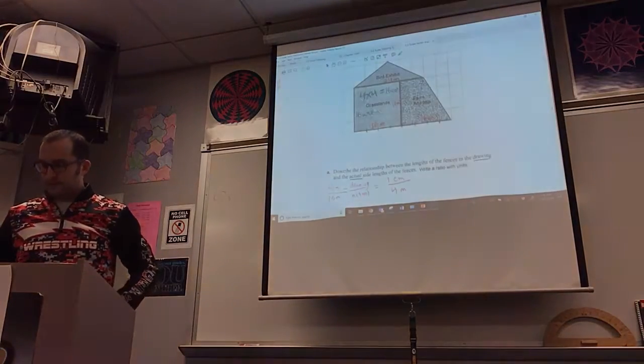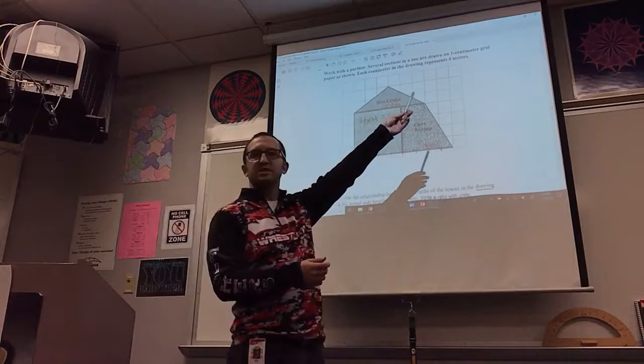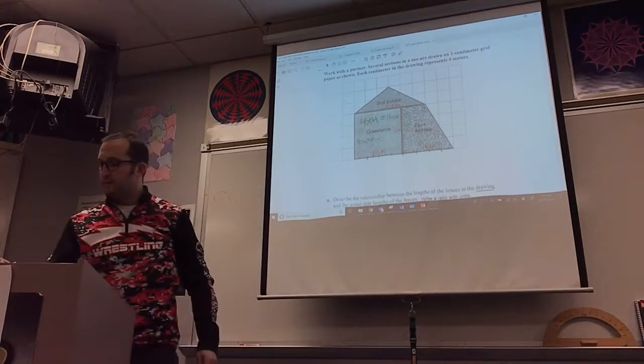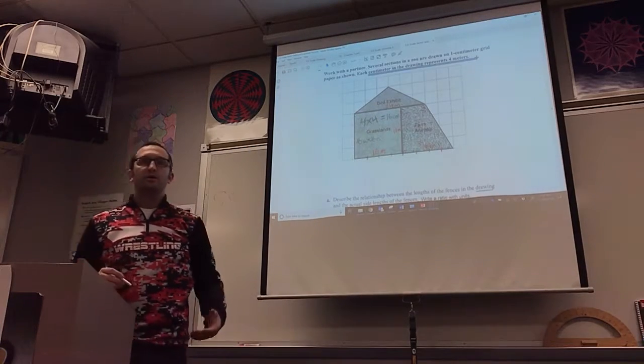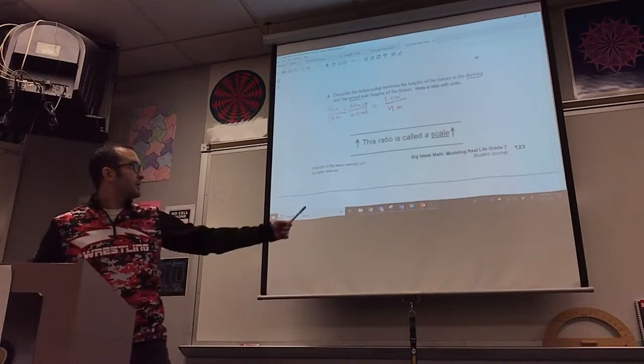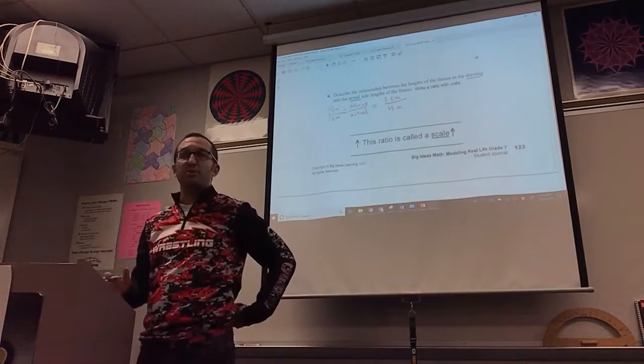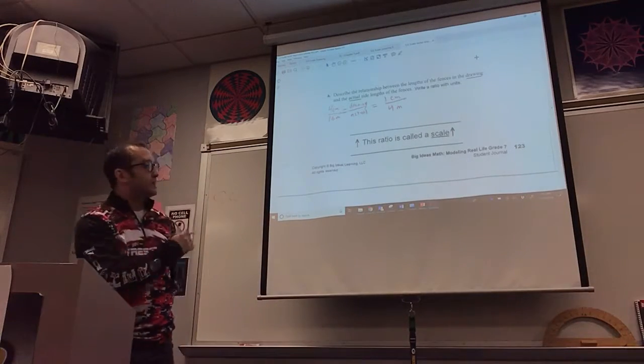So what we see is this value, each centimeter in the drawing represents 4 meters. I made a note to you guys, and I said this ratio is called a scale. Now, I'm going to give you the formal definition today in class, but that's what a scale is.